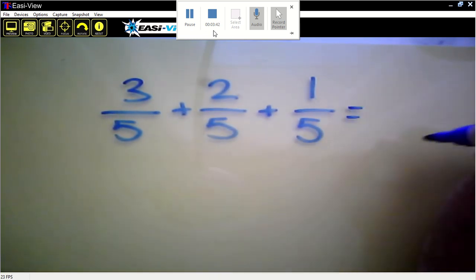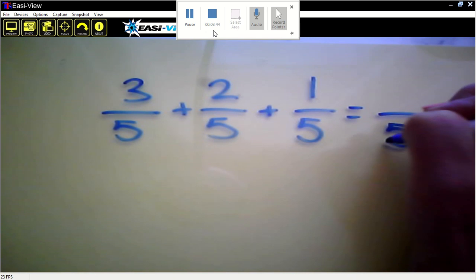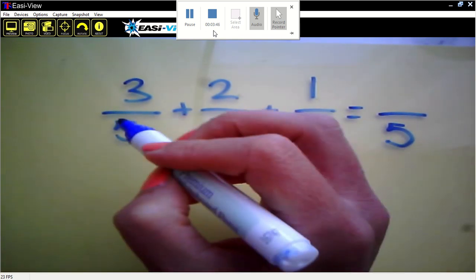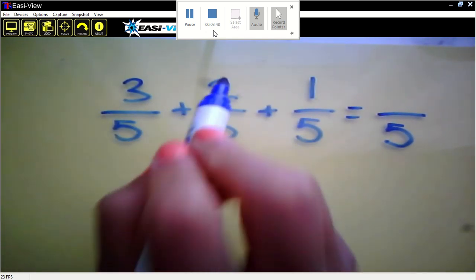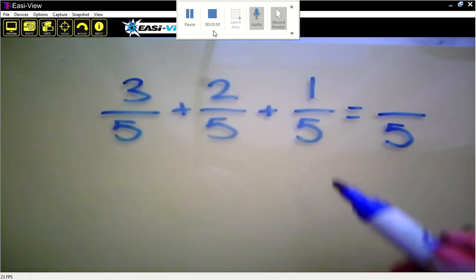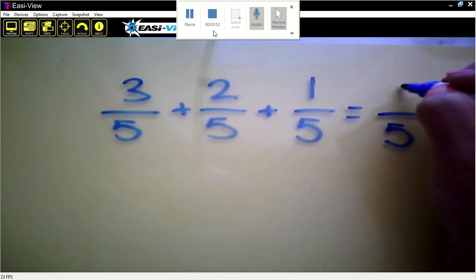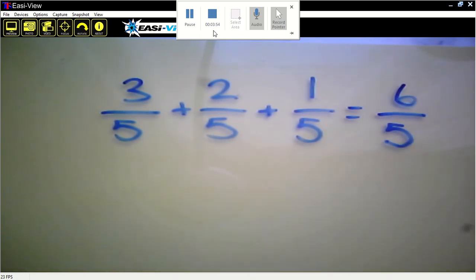So we can add these up. They're going to be out of 5. It's going to be fifths. So I've got 3/5. Add 2/5 gives us 5/5. Add 1/5 gives us 6/5. So you can leave it as an improper fraction. I'd also like you to leave it as a mixed number, because that's something that we need to be able to do when we're in year 6.